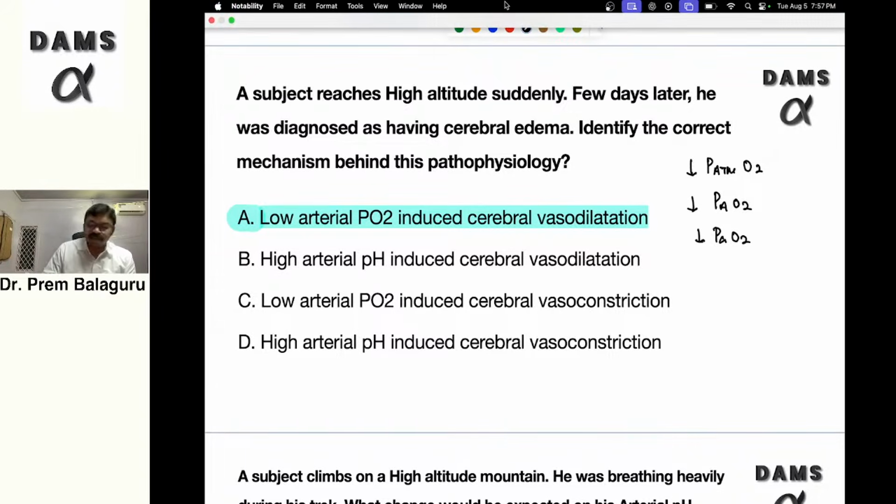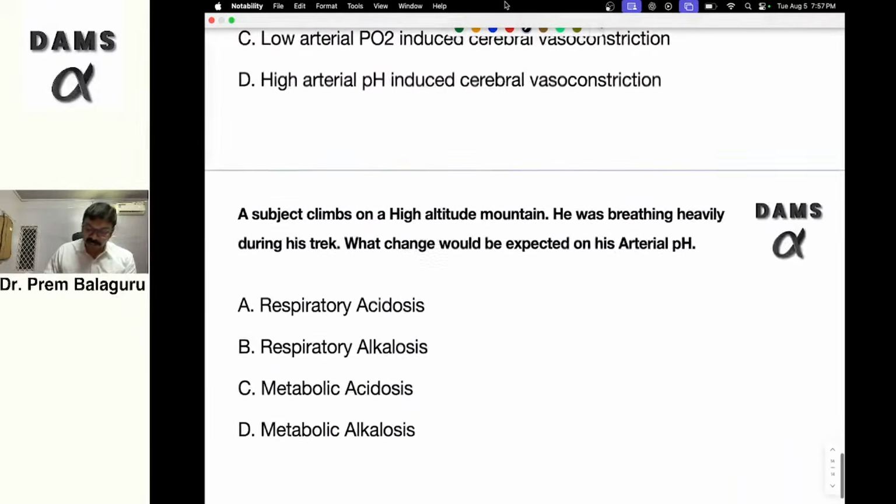I hope you are aware of what happens to the pulmonary artery. While cerebral vessels are going for dilatation, there will be a concurrent pulmonary vasoconstriction. All right, so just be clear on that one aspect, guys.